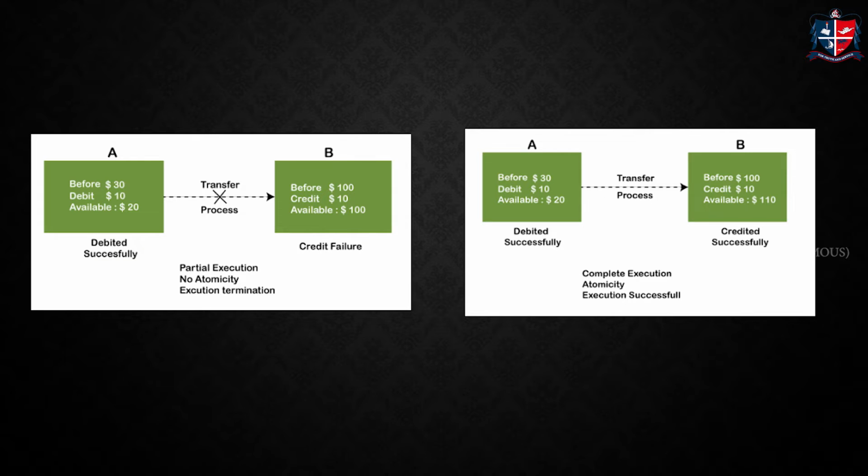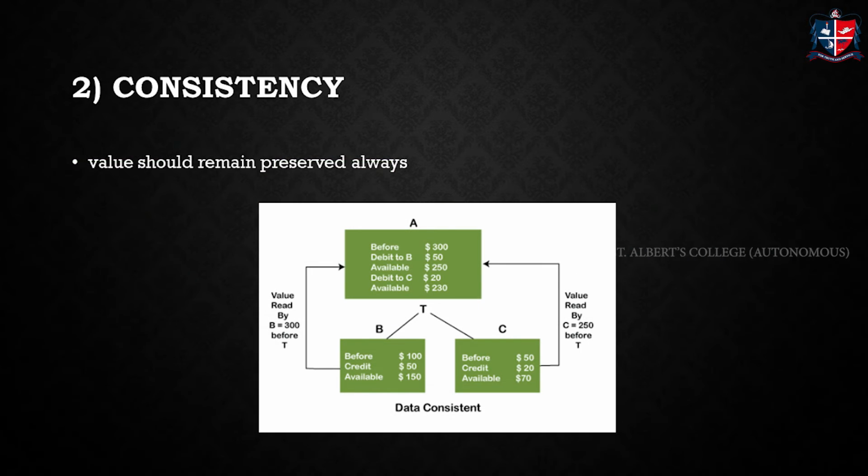So the debit happened successfully and the credit process also happened successfully. The transfer was done perfectly, and we can say that complete execution has been done. This is known as atomicity. That means the process completely happened without any failures or problems. So execution successfully completed. This is an example of atomicity.